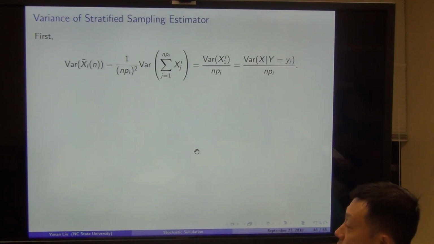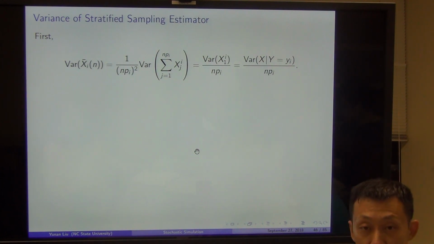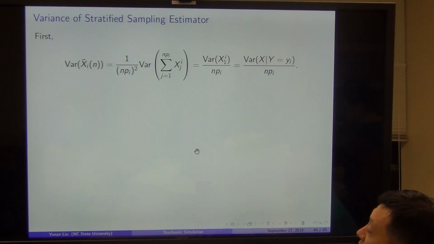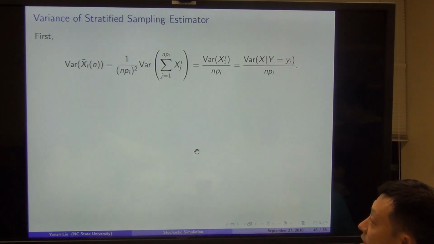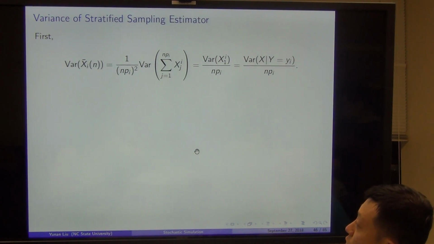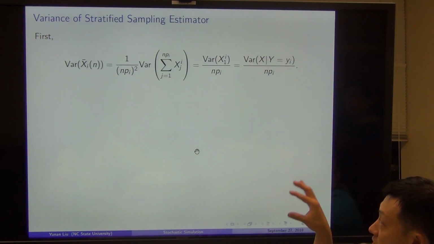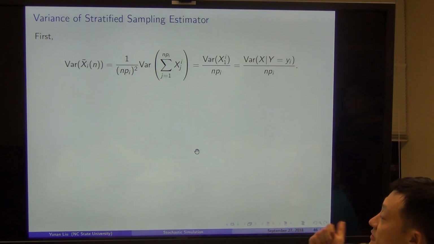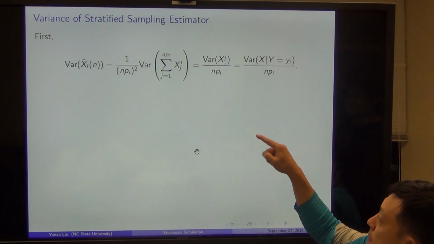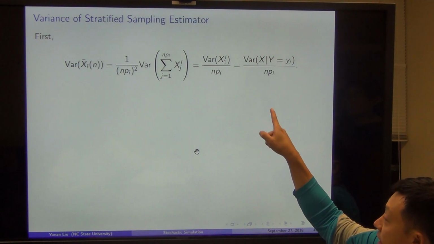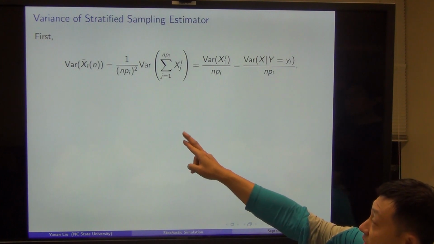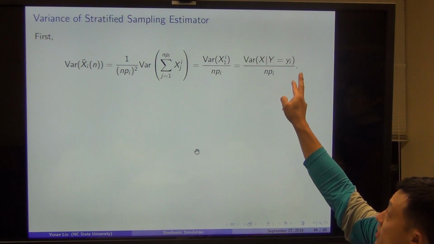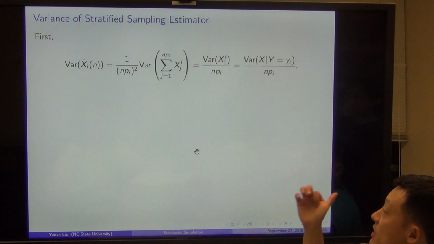So let's try to argue why this stratified sampling estimator can achieve a much smaller variance. Let's compute its variance. But before that, let me compute the variance of this guy first. The variance of X_i bar is equal to the coefficient in front of it squared times the variance of the summation, which gives me n p_i times the variance of X, divided by (n p_i) squared, which gives me 1 over n p_i. So the variance of X_i bar is equal to the conditional variance given Y equals y_i divided by n p_i.